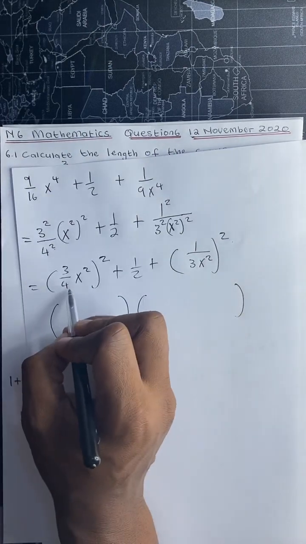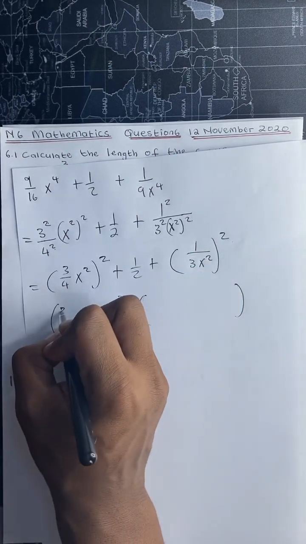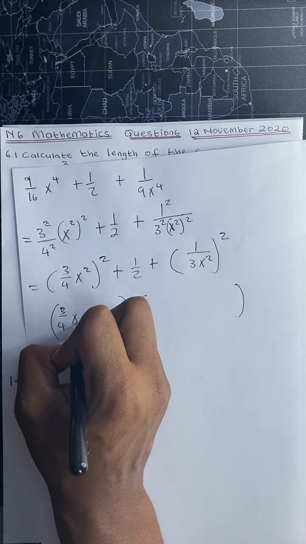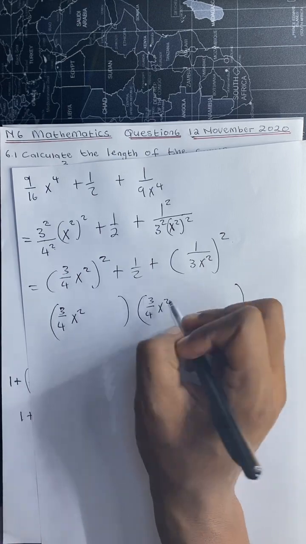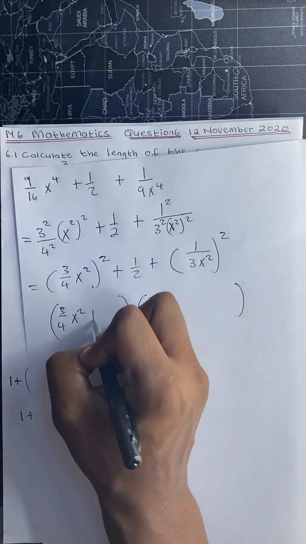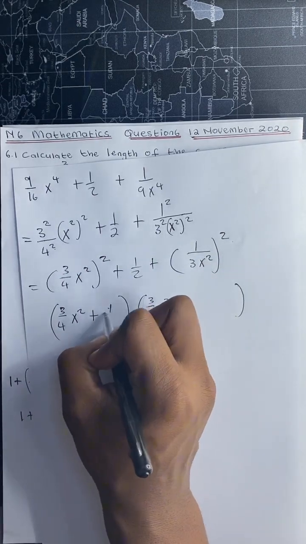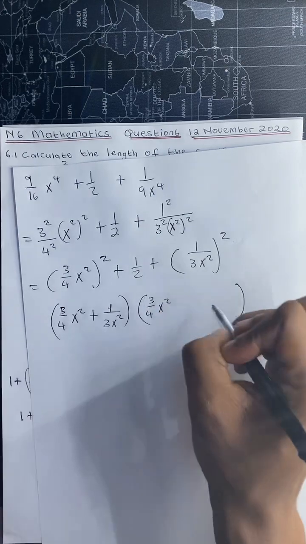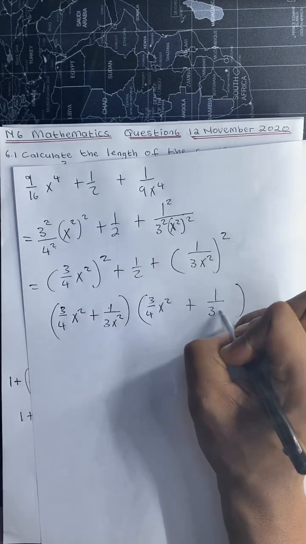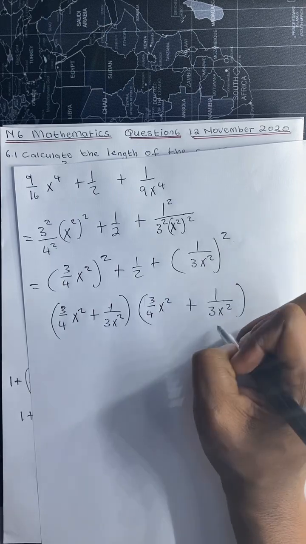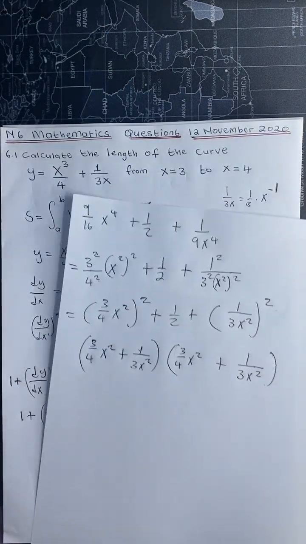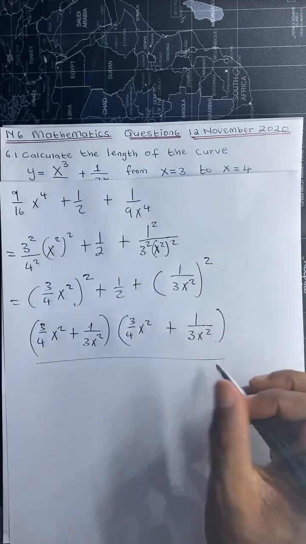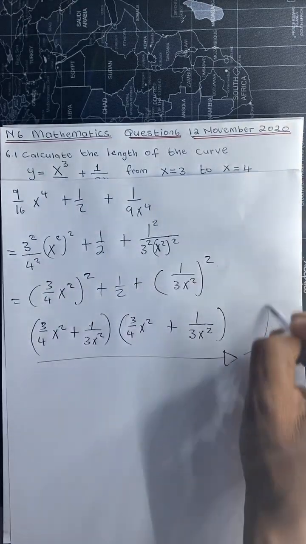So the factors of 3 over 4 x squared will be 3 over 4 x squared, and the factors of that 1 over 3 x squared plus 1 over 3 x squared. So this will always work out like this with this question from 6.1. So this will be the factorized version of that.